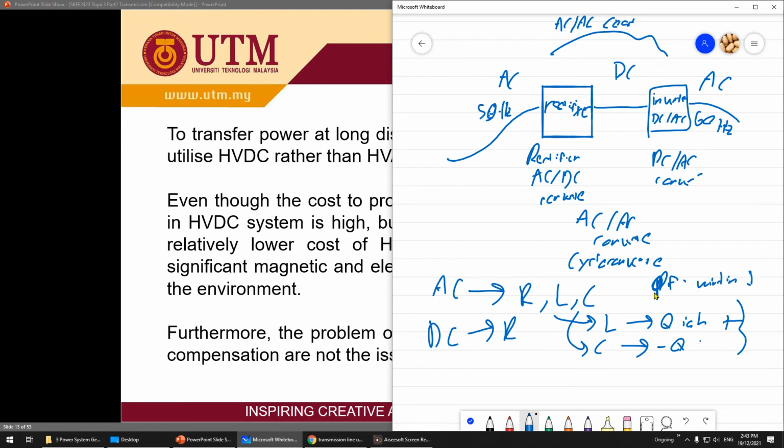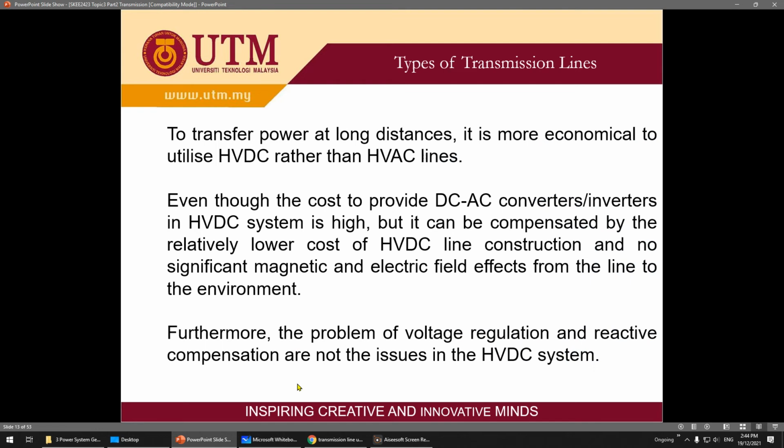You have already done the assignment. Basically TNB wants you to make sure the power factor is close to unity, or 1. That becomes complicated. That's why in DC you don't have this L and C problem. You don't have reactive power, only real power, so there is no compensation issue. Voltage regulation is also easier. Those are the advantages of using HVDC.